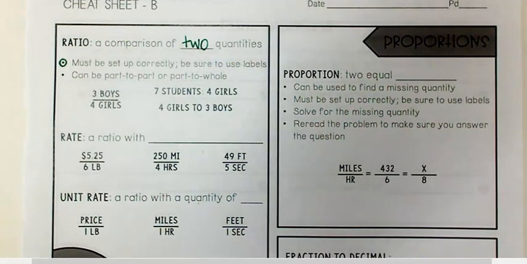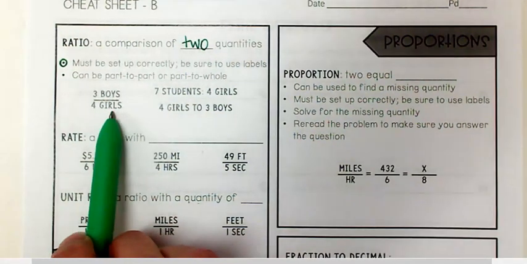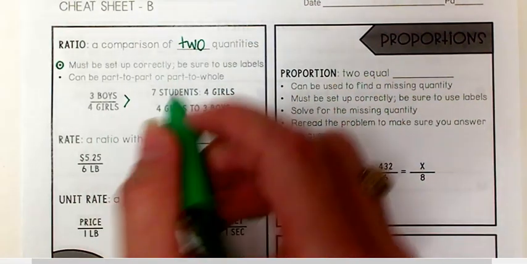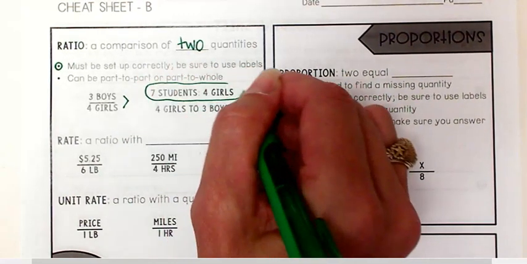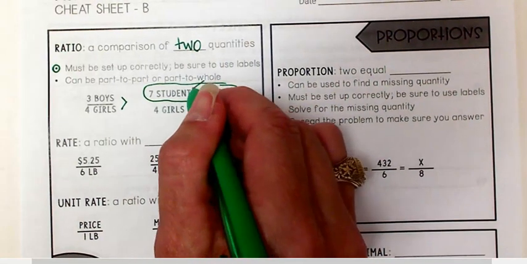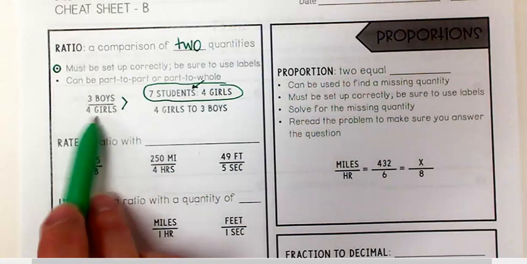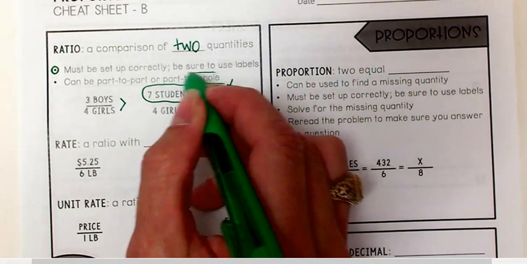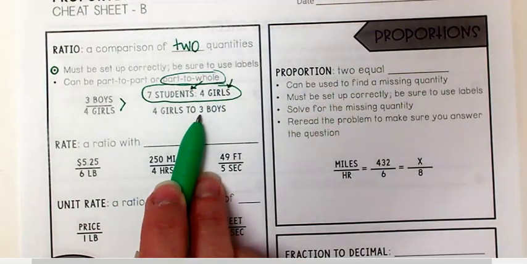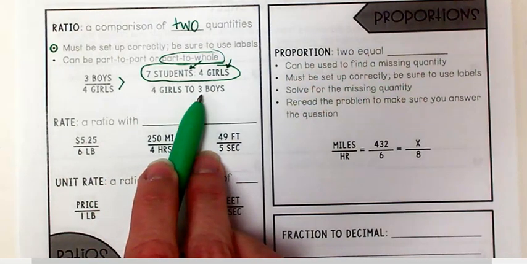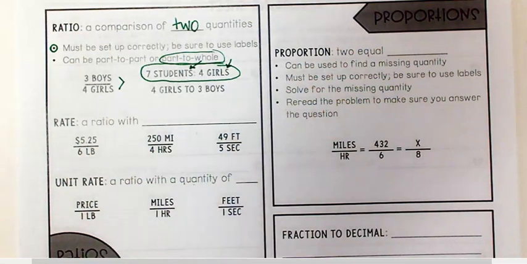The ratios could be part to part or part to whole. So this is a part to part: 3 boys and 4 girls. This is part to whole, or whole to part, actually. The whole is 7 students total, and then the part, girls. Neither one of these numbers is the total amount of kids. 7 is the total amount of kids. So you can set the ratios up in a couple of different ways.